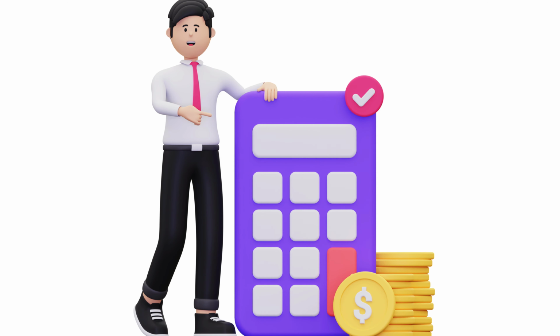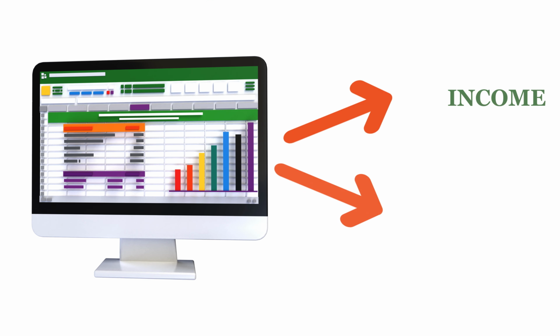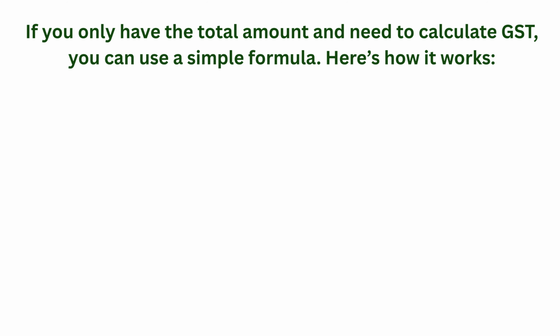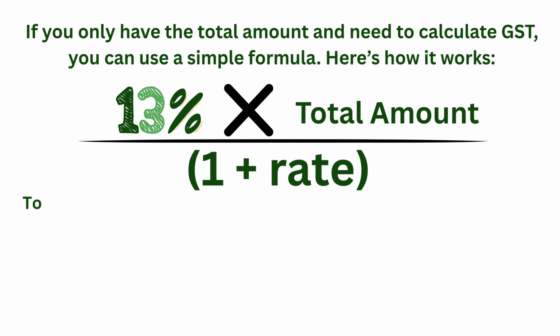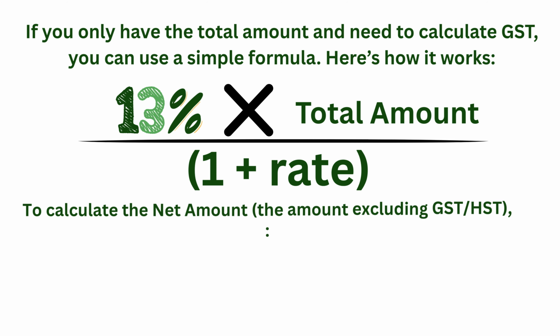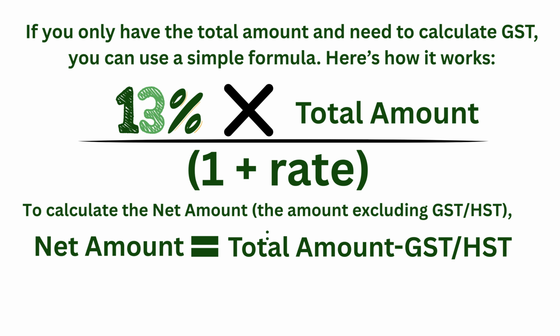Calculated method. In the spreadsheet, income and expenses are listed separately. If you only have the total amount and need to calculate GST, you can use a simple formula. Here's how it works. Assuming a GST rate of 13%, you can calculate the GST by multiplying the total amount by the rate and dividing it by 1 plus rate. To calculate the net amount, the amount excluding GST or HST, use the formula: net amount equals total amount minus GST or HST. Let's look at a real-life example from the spreadsheet.